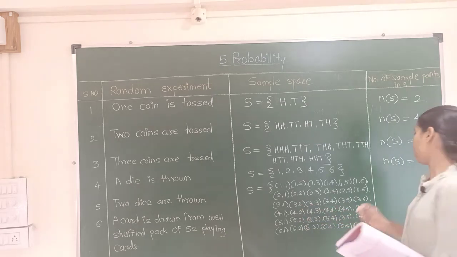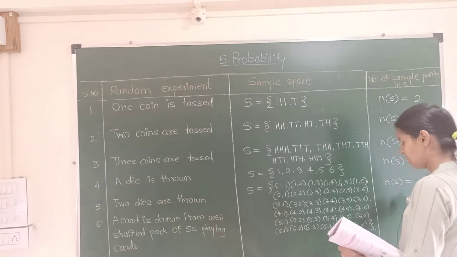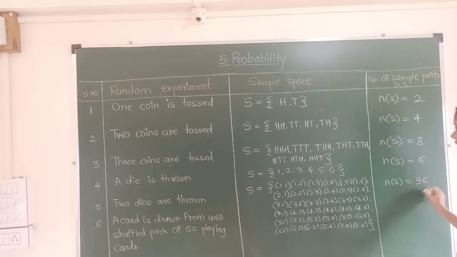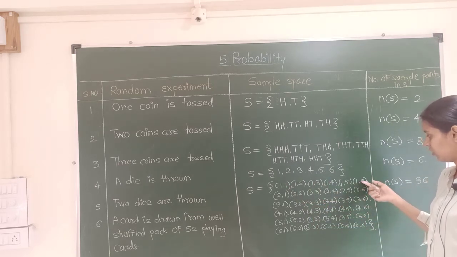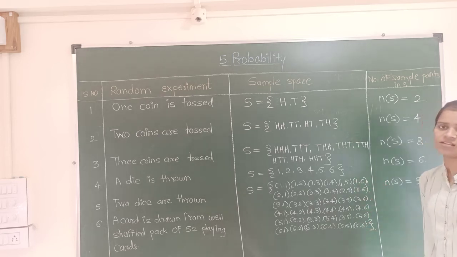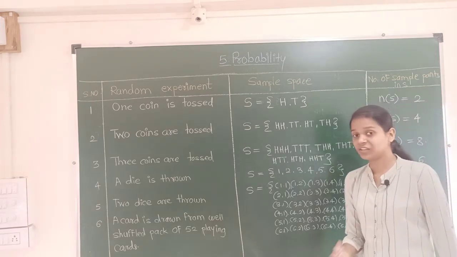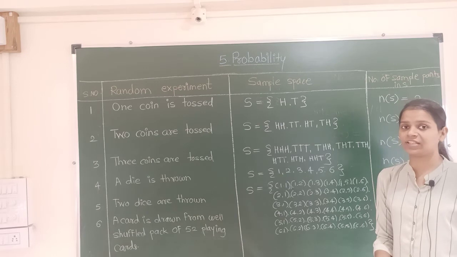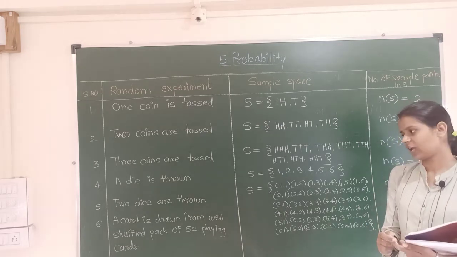So how many elements are there in the sample space? n(S) is 36. You can count, there are 6 in each row, and 6 rows: 1, 2, 3, 4, 5, 6, and 6 sixes are 36. So n(S) is equal to 36. These are for 2 dice thrown. If 3 dice are thrown, you can write it for 3 dice as well. Yes, you have to write it. You can write it.